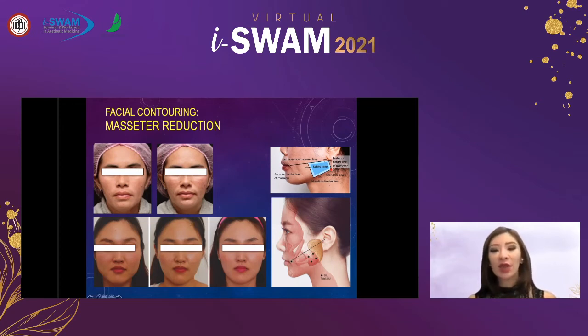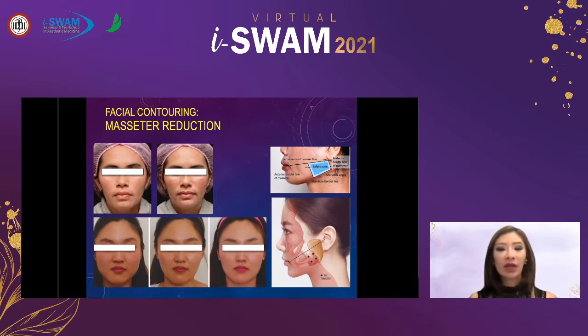Previously, it was known that the safety zone is between the tragus and the lateral corner of the mouth. But now, especially in Asian patients, the safety zone is recommended to be the line between the lower border of the earlobe and the lateral corner of the mouth.